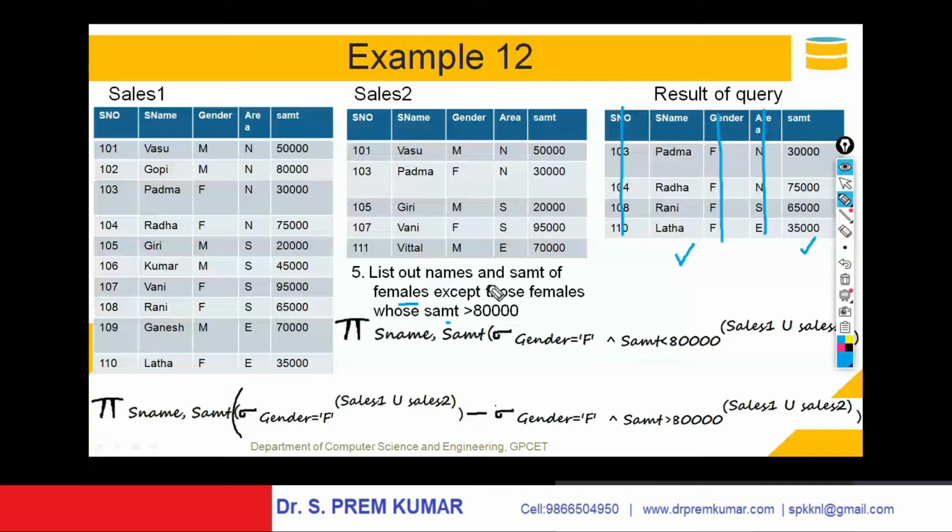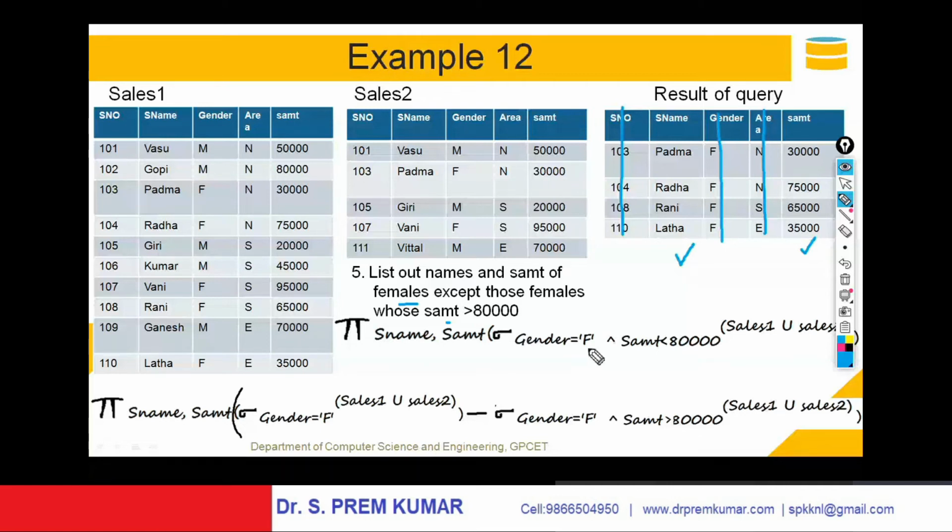Listen carefully. I want names and sales amounts of females, except those females whose sales amount is greater than 80,000. If that female has a sales amount greater than 80,000, I don't want those females. The rest of the females I want. Now you observe here, from both the tables, I am performing the union operation, sales 1, sales 2. When I perform the union operation, both get clubbed. That is the first point.